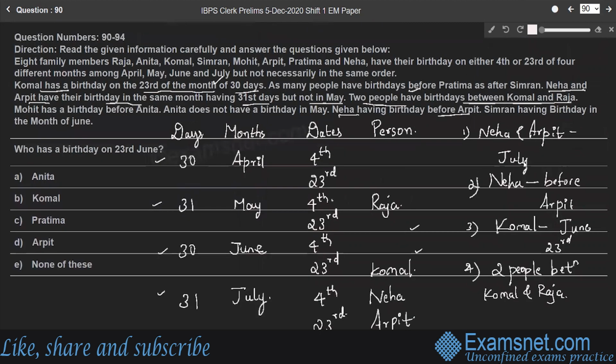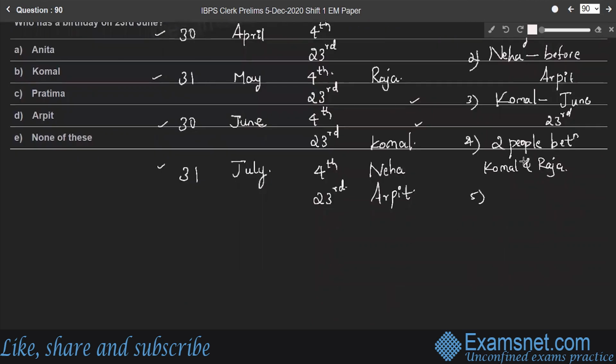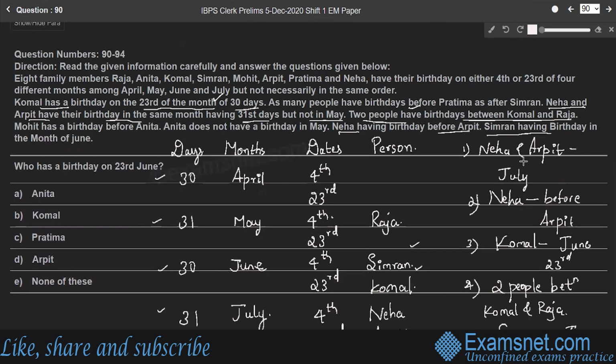Right? And the next point is here, Simran having birthday in the month of June. So Simran's birthday is on 4th of June. Right? Simran's birthday is on 4th of June. So next point. Two people have birthdays between Komal and Raja got over.